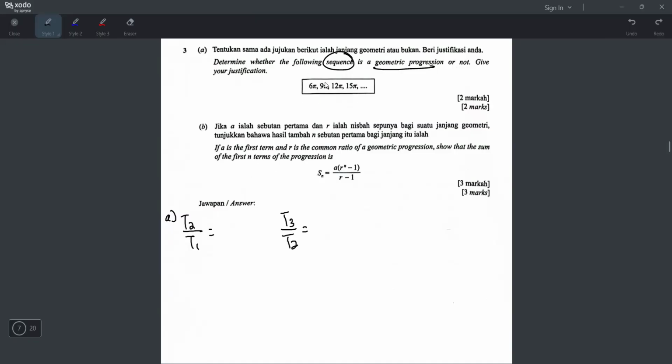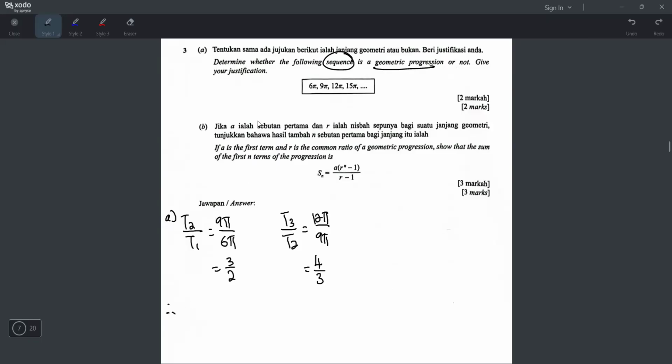And how do we get the ratio? We take T2 bahagi T1, right? Okay, so T2 bahagi T1 will be 9 pi divide 6 pi. Okay, the pi can cut, left with 9 over 6, and when you simplify, it's 3 over 2. What about T3 divide T2? 12 pi divide 9 pi. And the pi can potong, and you are left with 12 over 9, which is 4 over 3, right? Okay, so as you can see, this ratio is not the same. So we can say this is not a geometric progression.